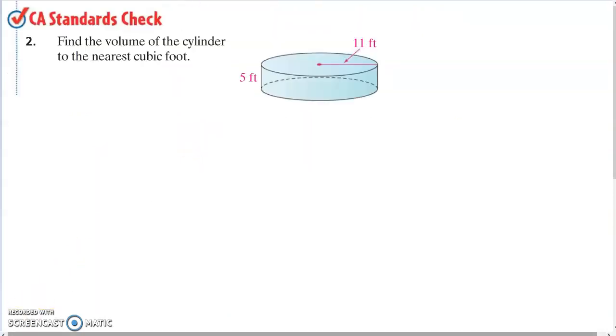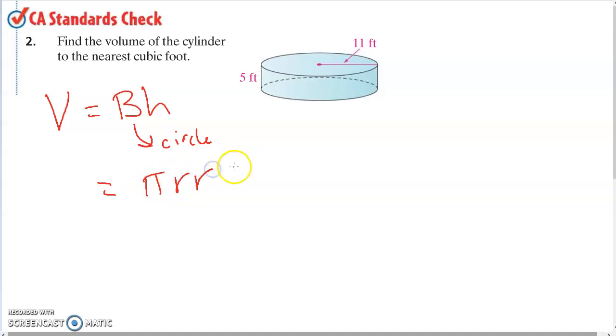For our last example of the lesson, we're going to try to practice finding the volume of the cylinder. They ask us to round it to the nearest cubic foot. No problem. Remember, the formula is going to be the area of the base times the height. The base in this case is going to be a circle. So our area of our base is going to be, the area of a circle is pi times r squared, times the height of the shape.